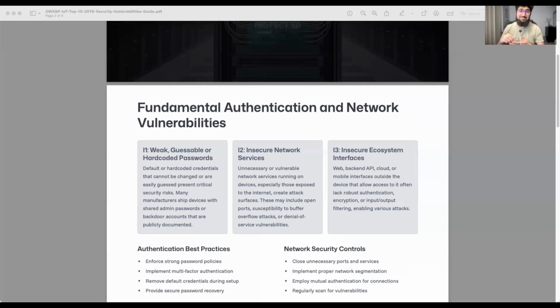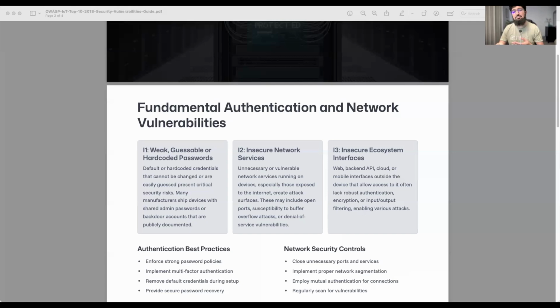And the third one is called insecure ecosystem interfaces. The IoT ecosystem typically includes multiple interfaces beyond the device itself, including web interfaces, cloud service interfaces, mobile application interfaces, and a lot of other APIs. These ecosystem interfaces often represent significant security vulnerabilities that can compromise the entire IoT deployment. Insecure interfaces may allow attackers to bypass authentication, execute code remotely, or extract sensitive data.